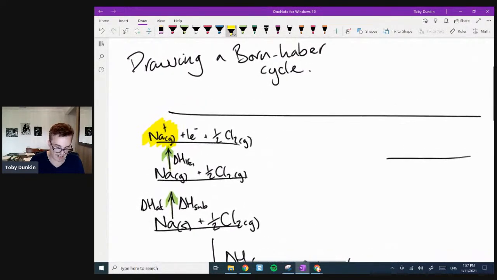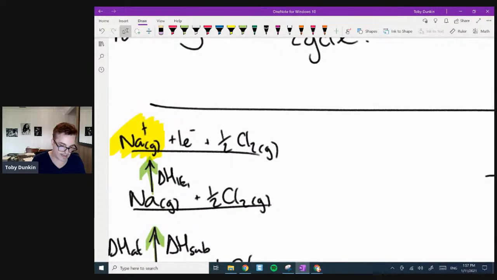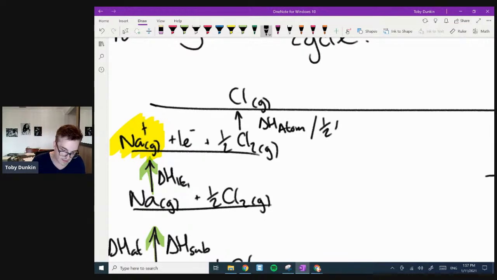Now we're going to deal with chlorine. Chlorine is currently in a pair, so I need to rip chlorine apart. So now I have chlorine as an atom. Chlorine before was in a pair. I had half a mole of the pair, but I now need to split her in half. So this one's going to be delta H atomization because I made 1 mole of atoms, or half the delta H bond dissociation. They love that one. That's something to bear in mind.